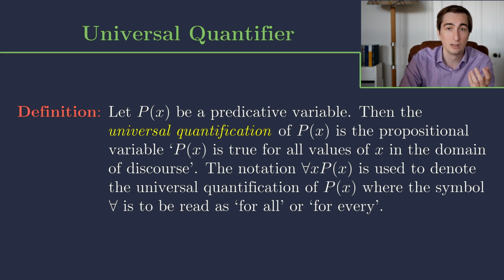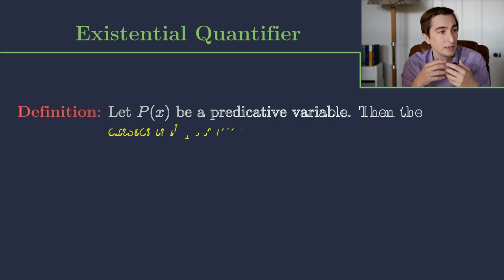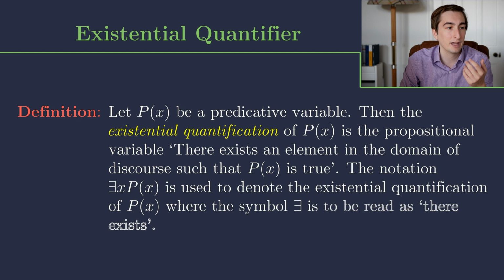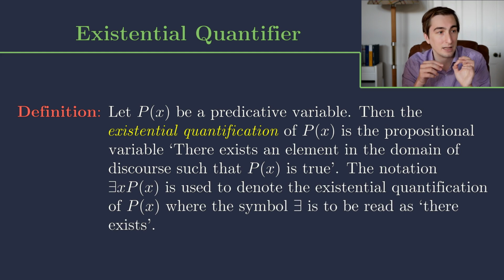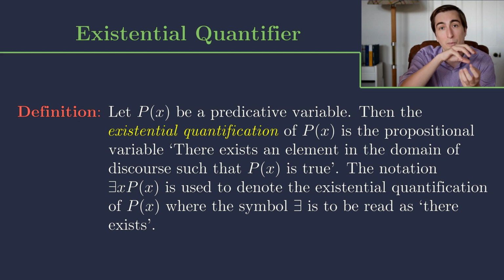As you might expect, we can now move over to our next one, which is the existential quantifier. In a similar way, we have a predicative variable, P of x, which is a function of one variable. The existential quantification of P of x is the propositional variable "there exists an element x in the domain of discourse such that P of x is true". Again, we use this notation, a capital E backwards, ∃x P(x), to denote the existential quantification of the predicate, and the backwards capital E is read as "there exists".